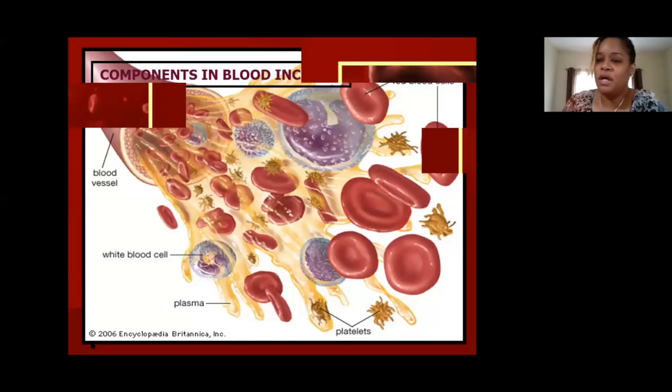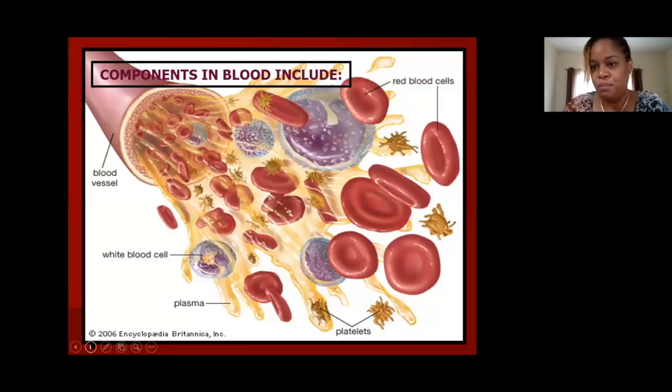When we talk about blood, blood is comprised of 4 basic components. The liquid part of blood is the part that we call the plasma. This is what actually causes blood to flow. And plasma is primarily water.